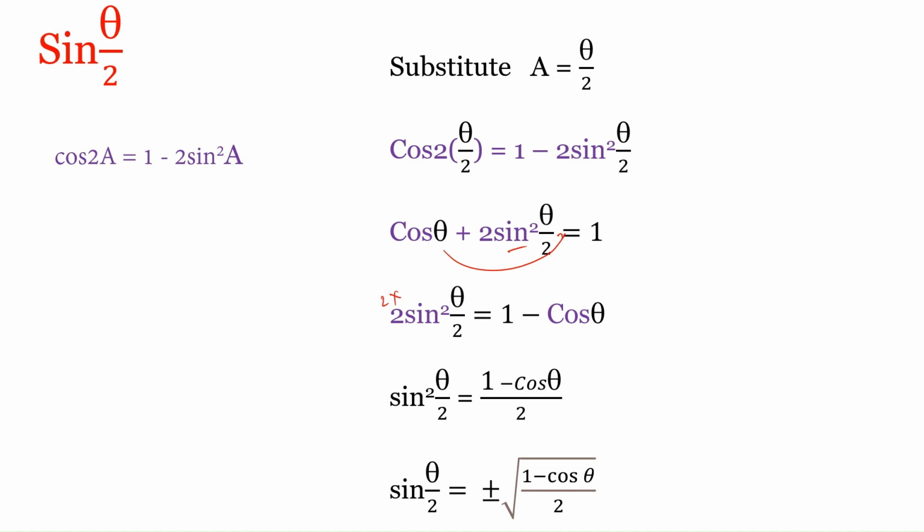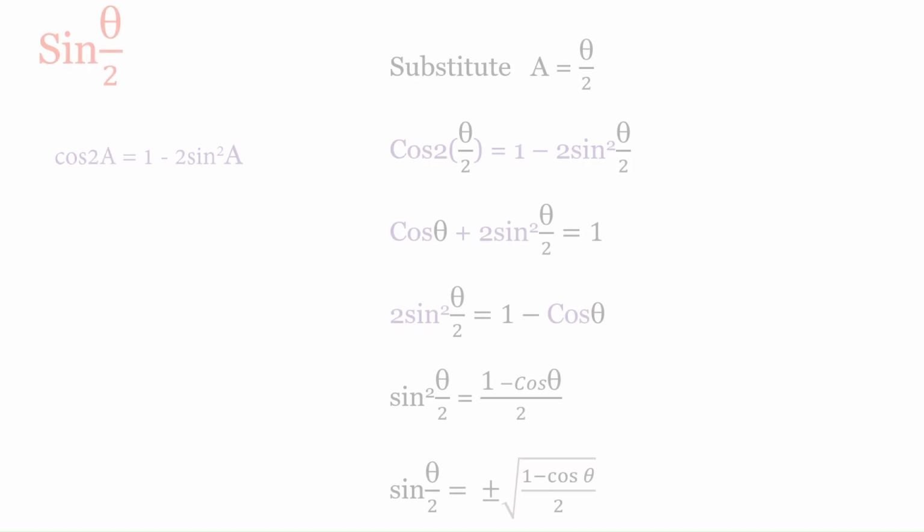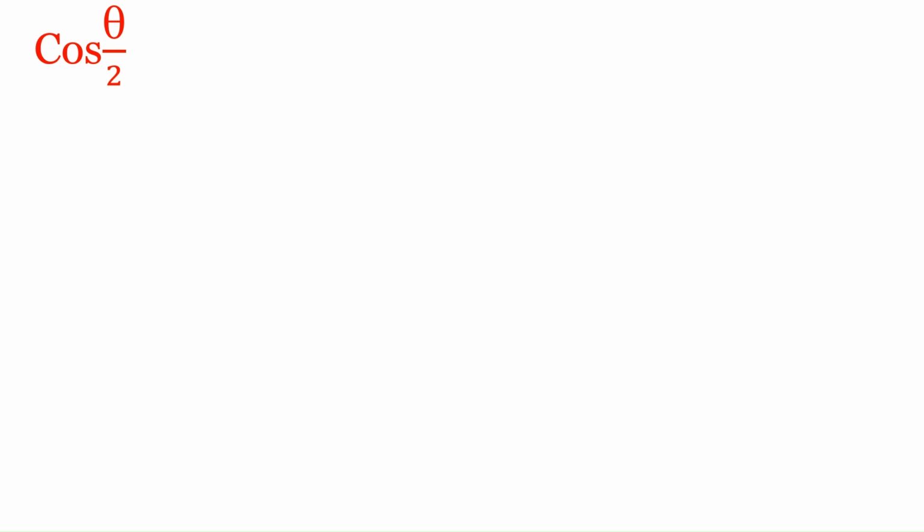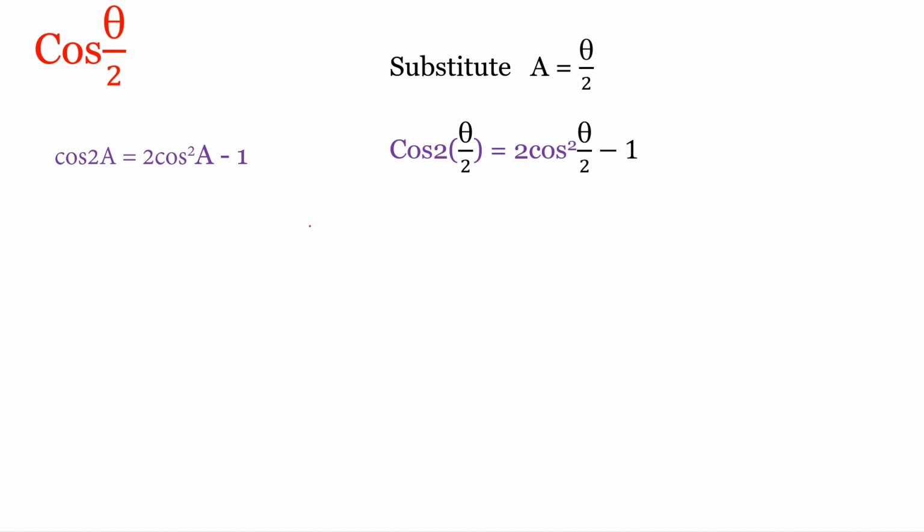Let us derive for cos theta by 2. For that, we will take another formula, that is cos 2a equal to 2 cos square a minus 1. Here again we will substitute a equal to theta by 2. After substitution, it will look like this. Again, we have to cancel the 2 here. This makes cos theta. Adjustment to retain only cos theta by 2.